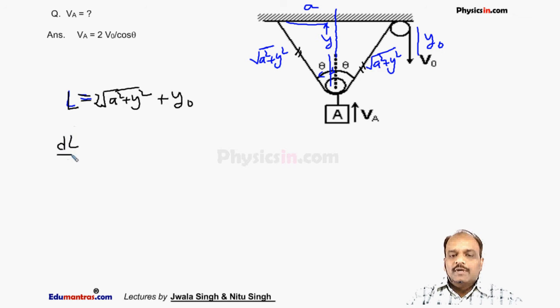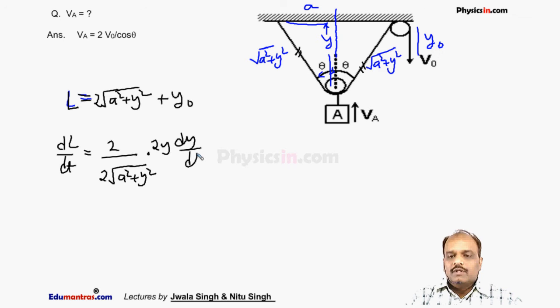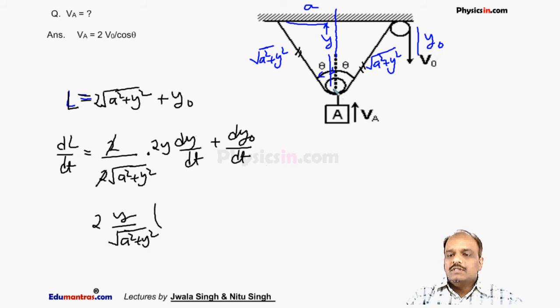Now if I differentiate it, I get dl by dt equal to 2 times 1 over 2 root over a square plus y square into 2y dy by dt plus dy naught by dt. Now from here dy by dt is VA. So the 2 will cancel out. We get 2 times y by root over a square plus y square into dy by dt. It is minus VA because y is decreasing. If this block A moves upward, y decreases. So dy by dt is minus VA, plus dy naught by dt.